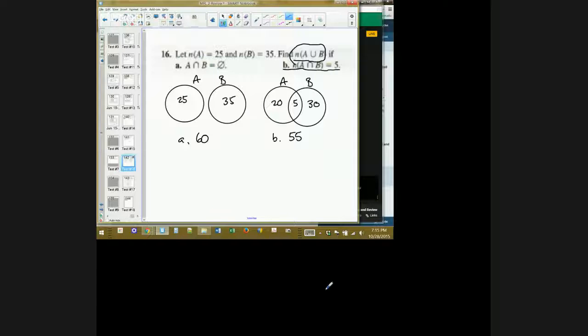Okay. So it says, let the number of elements in set A be 25 and the number in B be 35. Find the number in the union of the two if, in part A, they overlap in nothing. That's what A intersect B equals the empty set means. So what they're telling you in part A is, what if they miss each other? And that's what I've drawn.